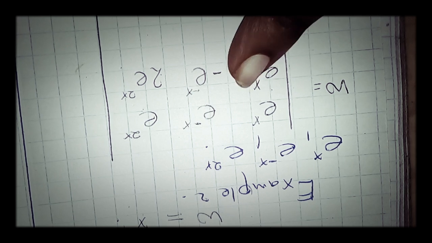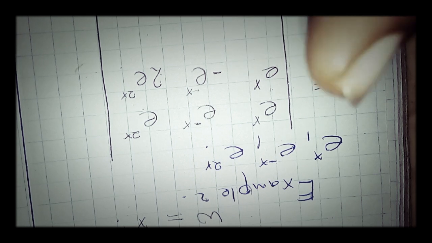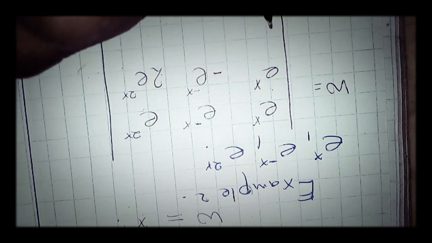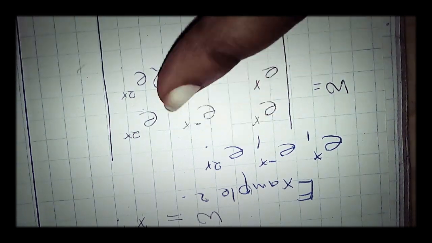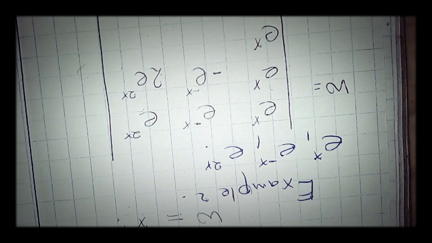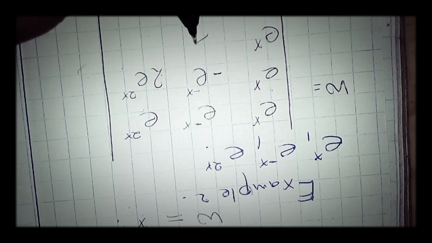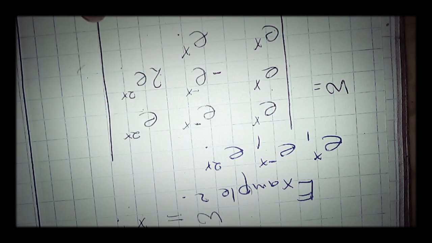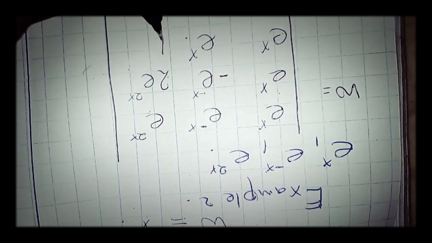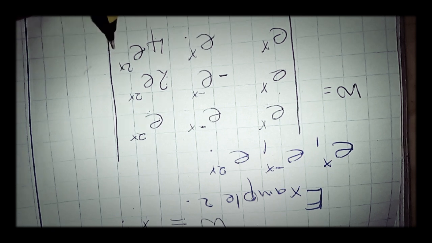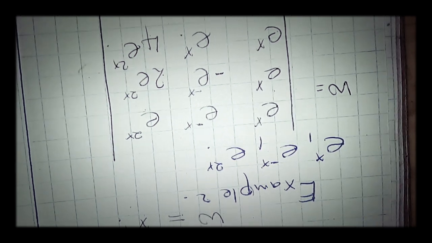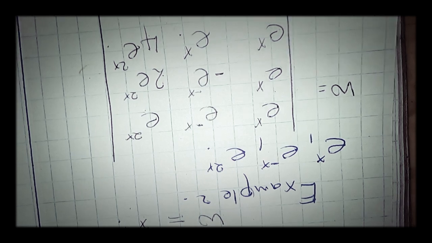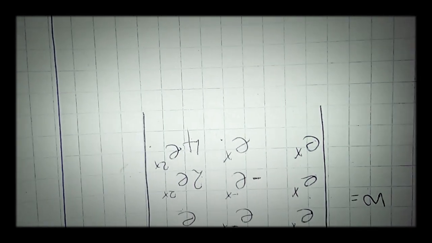What will be the second derivative of e to the power x? It will still be e to the power x. The second derivative of e to the power negative x will now be e to the power negative x, and the second derivative of e to the power 2x will be 4e to the power 2x. Yes. So we find the determinant now of this.